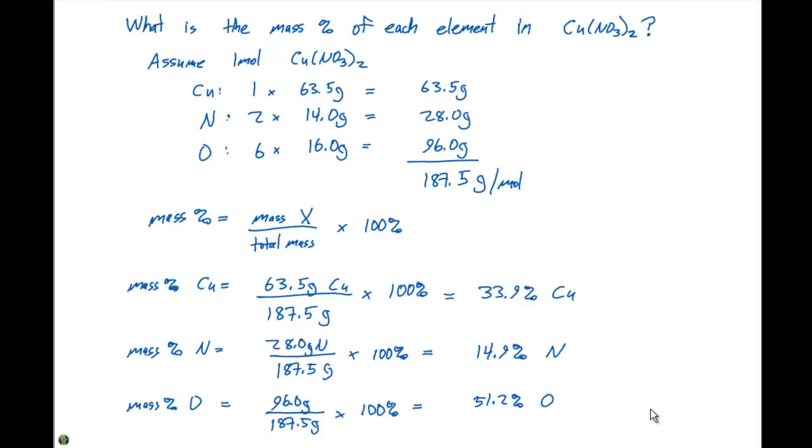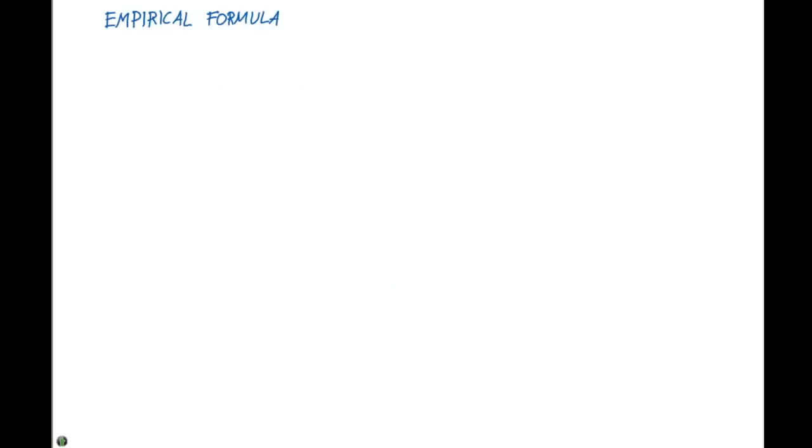So to recap, if you're ever asked to determine the mass percent of each element in a particular complex, assume you have 1 mole of the substance, calculate its molar mass. Then to get the mass percent, you take the mass of the component X divided by the total mass. So we take the mass of the copper, the nitrogen, and the oxygen, respectively, in each case, divide them by the total mass, or the molar mass, of the entire compound, multiply each of those by 100%, and that will give you the percents that are listed here on the right.